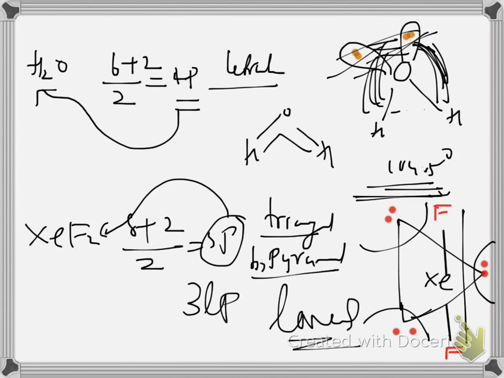From this discussion, it is clear that the shape of the molecule depends not only on the number of valence electron pairs on the central atom, it also depends on the number of lone pairs. If there is any lone pair on the central atom, it will influence the final shape of the molecule.